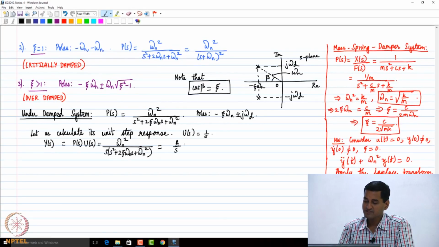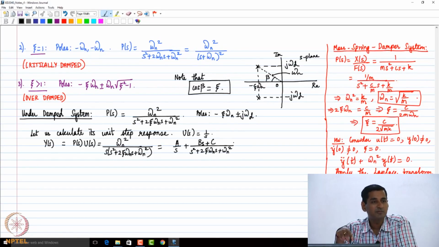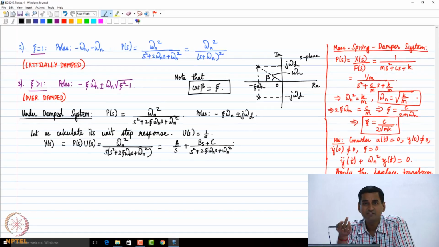So you can do it as A by s plus (Bs plus C) divided by s squared plus 2 zeta omega n s plus omega n squared, right? So you can of course factorize the denominator polynomial into two first order polynomials with complex conjugate roots. I think we did one example, right, where we did it in two ways. We factorized as two first order polynomials with complex conjugate roots, and what else did we do? What was the other method that we tried out?